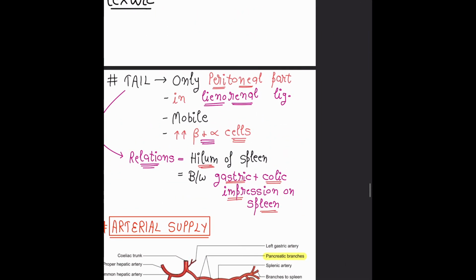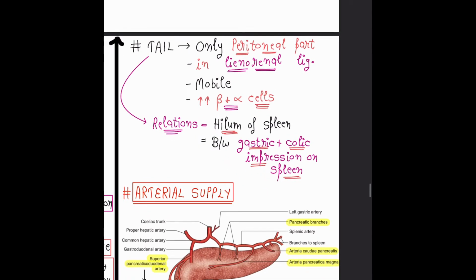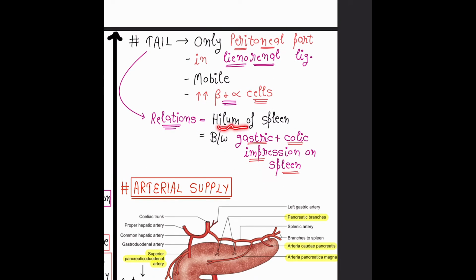Lastly, we talk about the tail. It's the only part of the pancreas that is peritoneal, lies in the lienorenal ligament, the ligament joining the spleen with the left kidney. It's the mobile part and it's highly laden with islets of Langerhans, the beta and alpha cells. Okay, so for the relations, it's related with the hilum of the spleen and it's located between the gastric and colic impressions on the spleen.